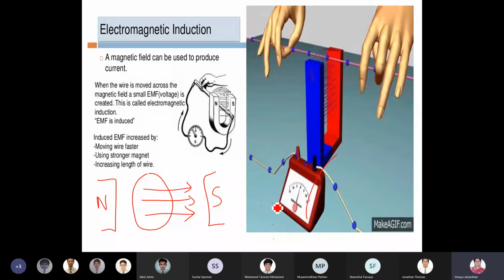Boys, you are producing a current without any battery or without any power supply. How can you do this? You just move the coil in a magnetic field. What happens when the straight conductor is moving in the magnetic field? It cuts the magnetic field lines. Whenever a coil cuts the magnetic field lines, then a current starts flowing in the coil.